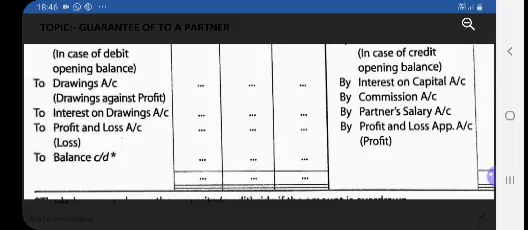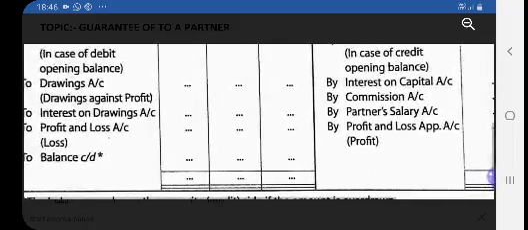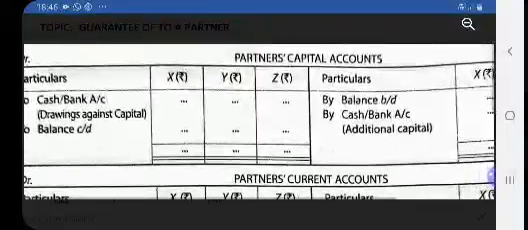For example, suppose X and Y have c/d on the credit side and Z has c/d on the debit side. So Z's current account will appear on the asset side and X and Y's current accounts will appear on the liability side of the balance sheet. So this is the way we will prepare the capital account by fixed capital method.